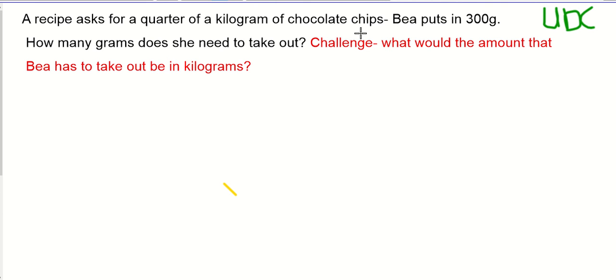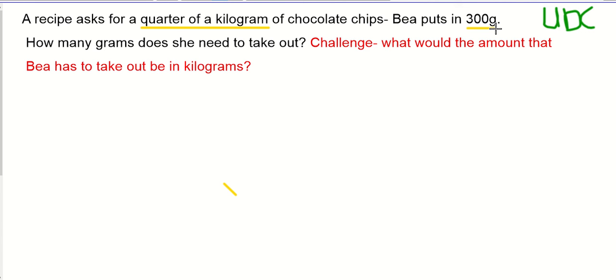So there is a person that is making a recipe that involves 1/4 kilogram. It doesn't matter that it's chocolate chips. She puts in 300 grams. How many grams does she need to take out? So we need to think about what is the knowledge we need to help us with this. And it is, how many grams are there in a kilogram? When you hear the word kilo, we're thinking about 1,000. So there's 1,000 meters in a kilometer, and there's 1,000 grams in a kilogram.